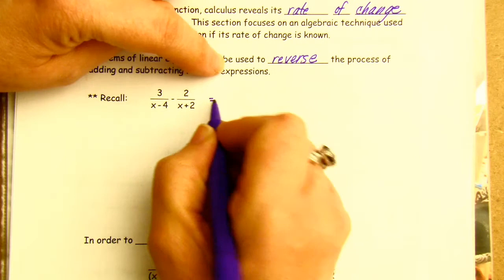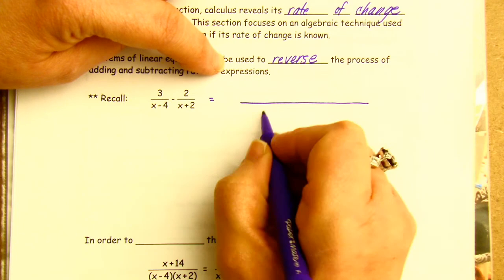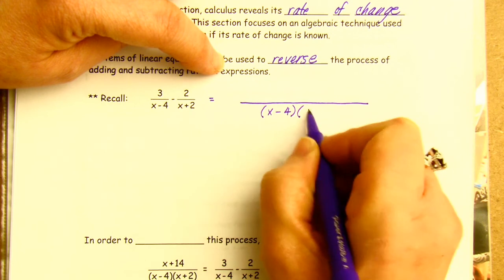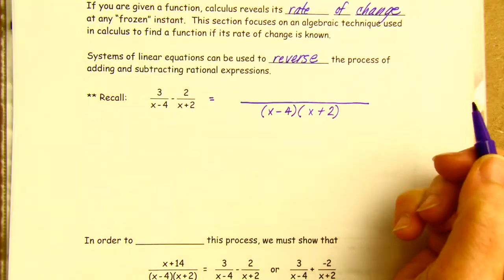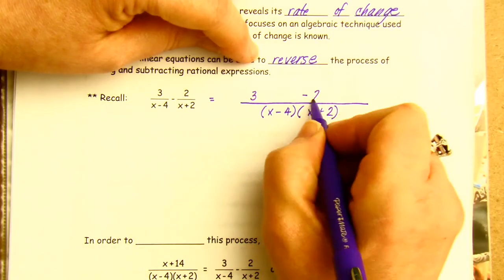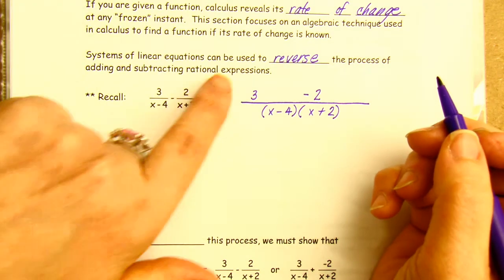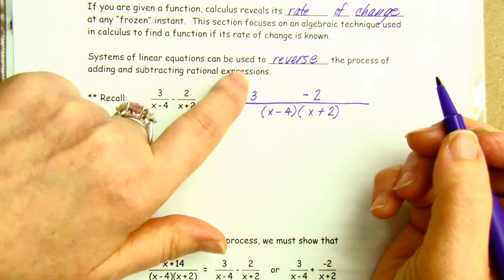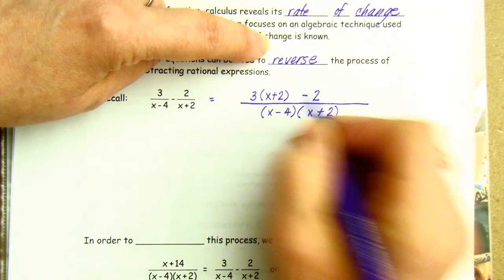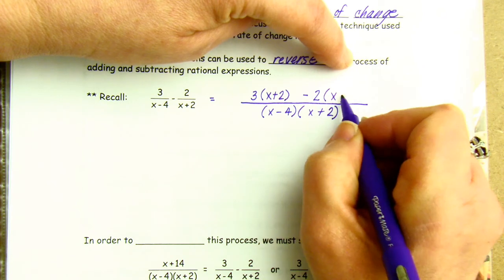If we recall, we have to get a common denominator. And the common denominator is these two binomials, x minus 4 and x plus 2. Now I'm taking a little bit of a shortcut, so I don't have as much writing to do. This is my 3 over x minus 4, but now it's 3 over x minus 4 times x plus 2, so the x plus 2 has to go up. And in a similar fashion, I have to put the x minus 4 up over here.